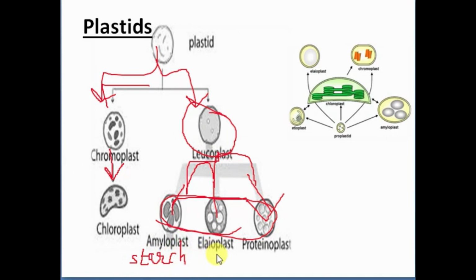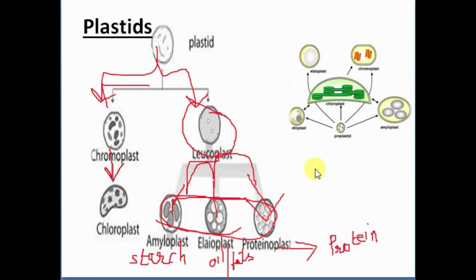If we talk about elaioplast, elaioplast stores oils and fats. And proteinoplast, as the name suggests, stores proteins. So these are the three things which you should remember: amyloplast stores starch, elaioplast stores oils and fats, and proteinoplast stores protein.